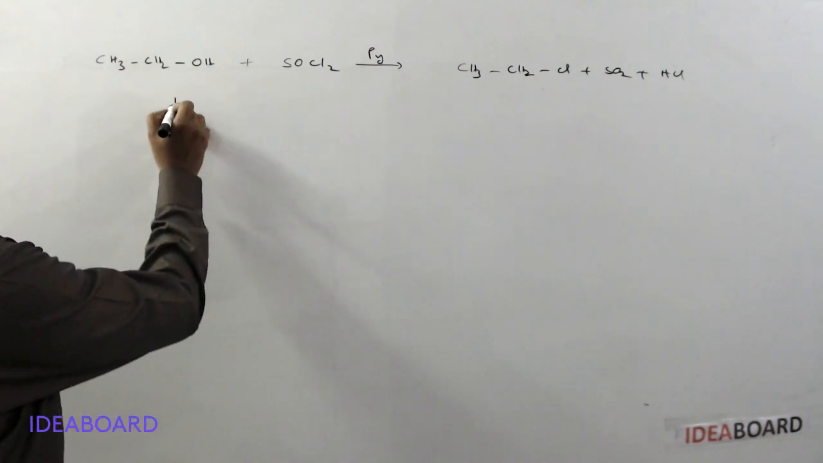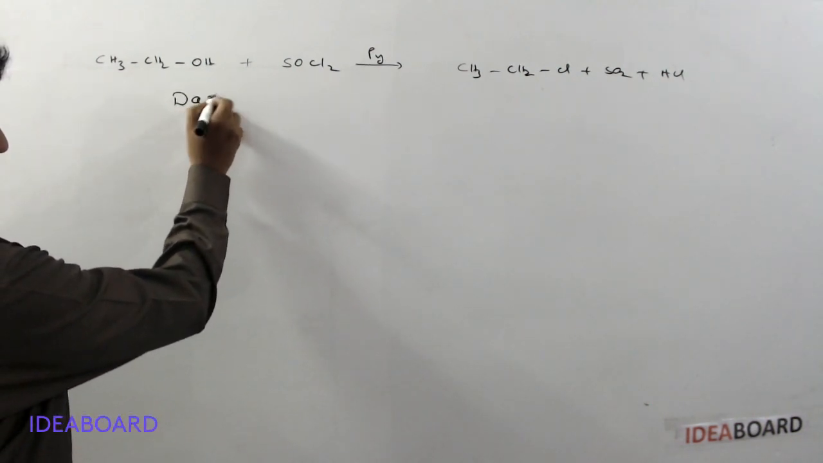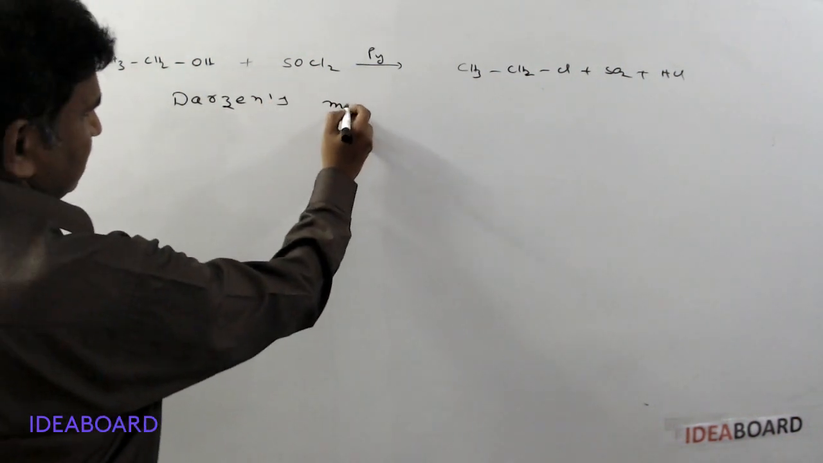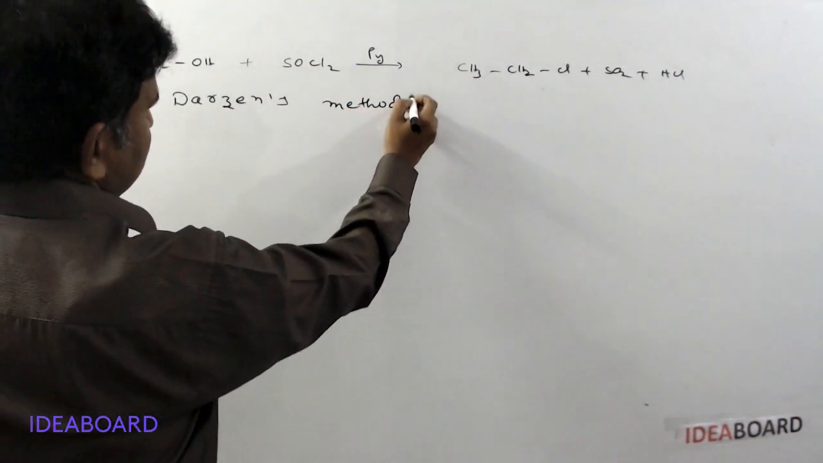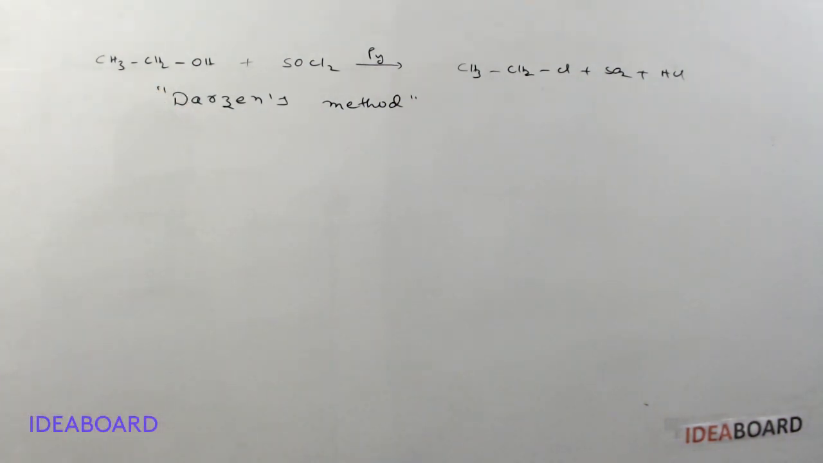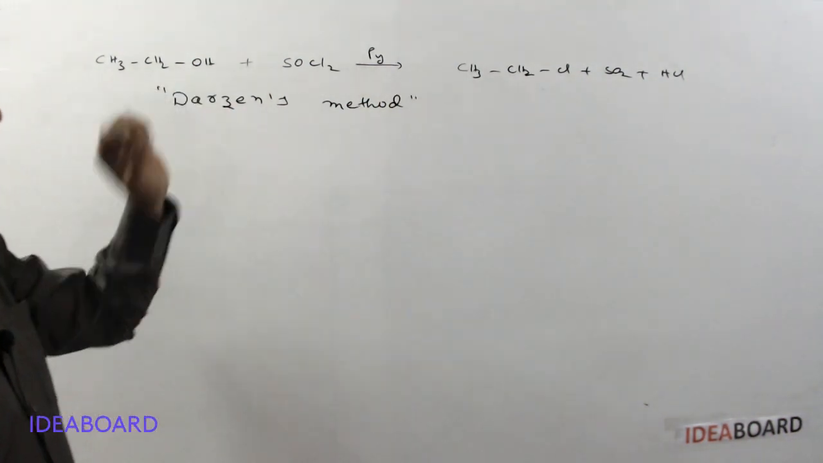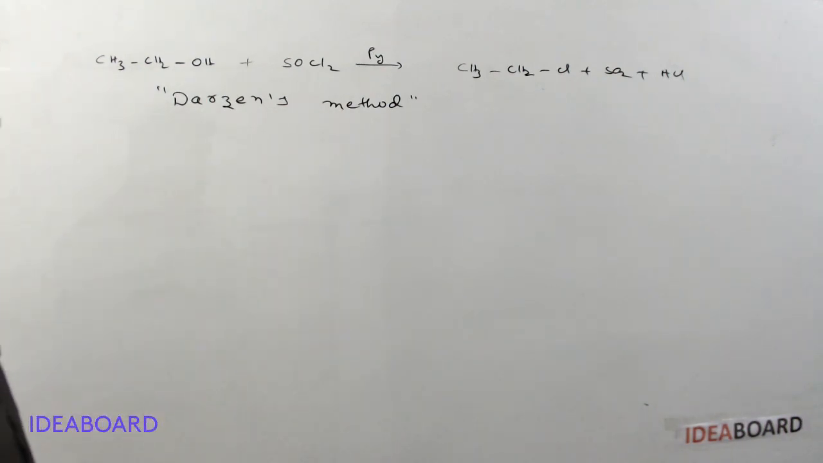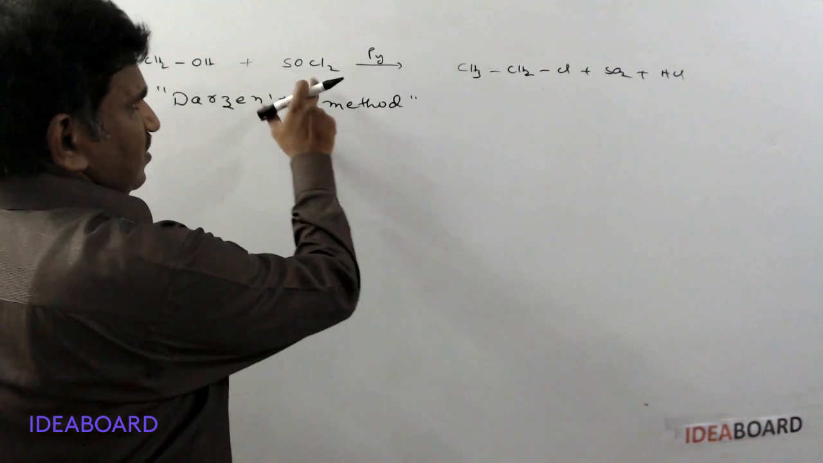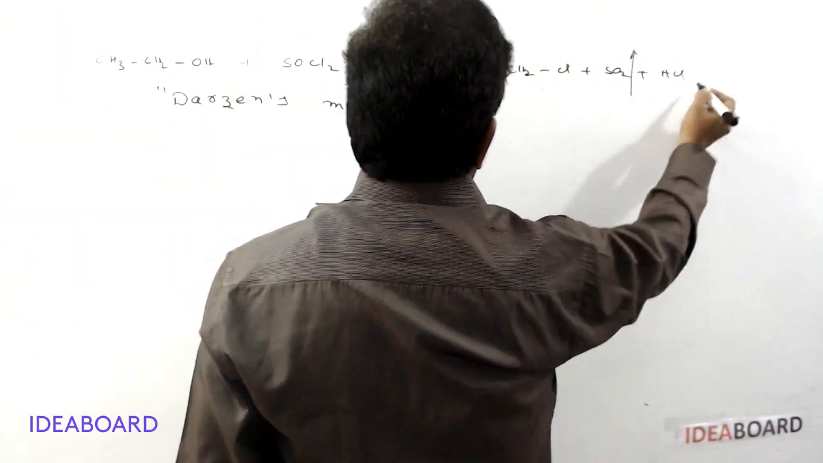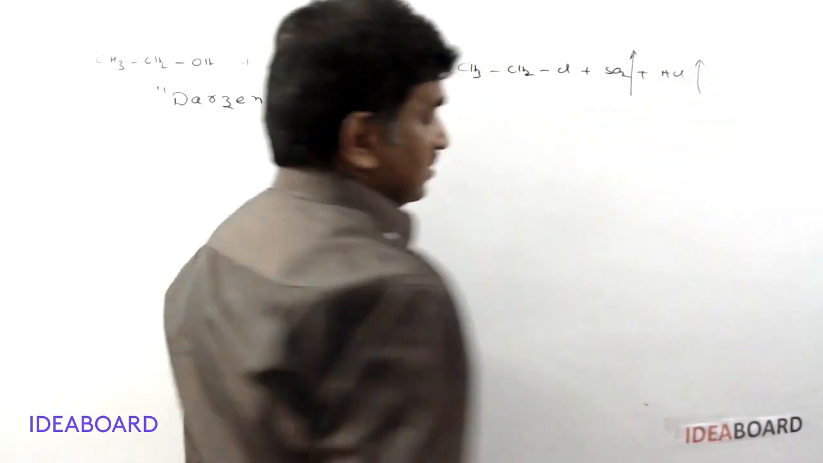This reaction is known as Darzens' method. Sometimes they ask which of the following is the best method for the preparation of alkyl halides from alcohols. That is Darzens' method. Why is this the best method? Here ethyl alcohol is converted to ethyl chloride, and the other products are sulfur dioxide and HCl.